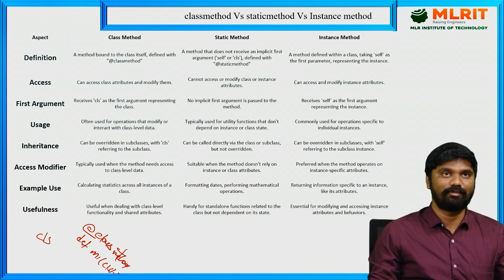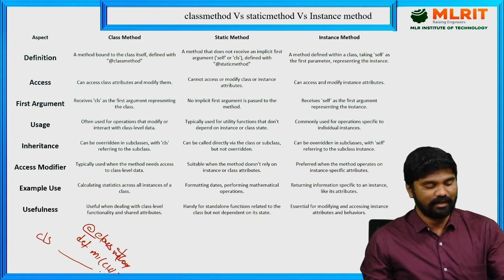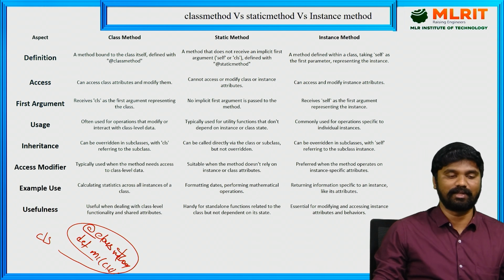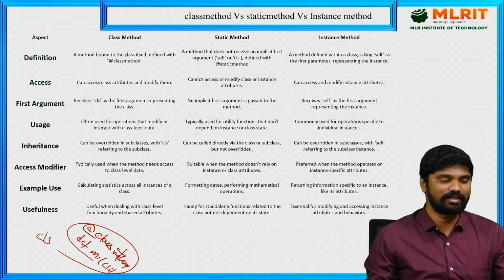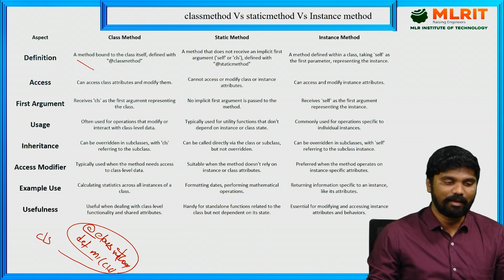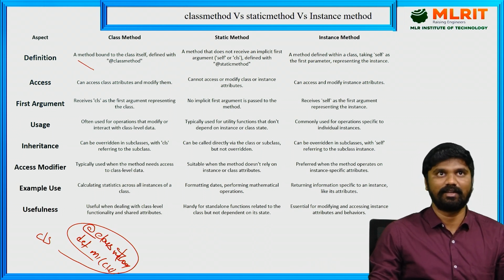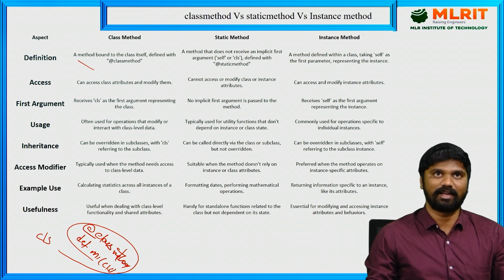So like that one, we have to pass the CLS parameter or argument as the first argument. Anyway, there are three methods: class method, static method, and instance method. First we will see what the class method is. A method bound to the class itself is defined with the @classmethod decorator. If you want to define a class method, you must use the @classmethod decorator.